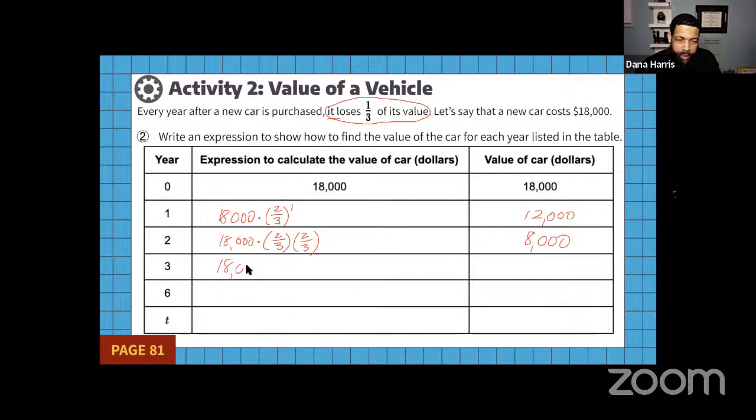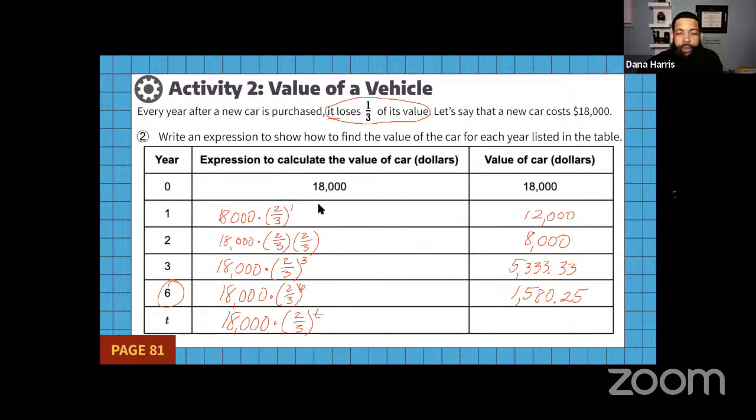Here we have 18,000 times, I'm going to write it in exponent form this time, 2/3 to the third power, which gives us $5,333.33. And then here we have 18,000 times 2/3 to the sixth power. Be careful right there. And so that would give us $1,580.25. Now, here we're figuring out after t years. So it's 2/3 to the t power.